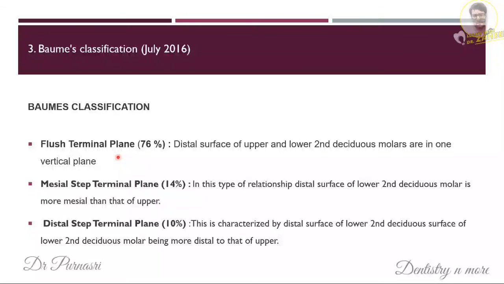Angle's classification relates the first permanent molars. Boehm's classification, for deciduous or mixed dentition, relates the second deciduous molars. So in flush terminal plane, the distal surfaces of the upper and lower second molars are in one vertical plane. In a mesial step terminal plane, the distal surface of the lower second molar is more mesial, so that is why it is called the mesial step. In distal terminal plane, the distal surface of the lower second molar is distal to that of the upper.